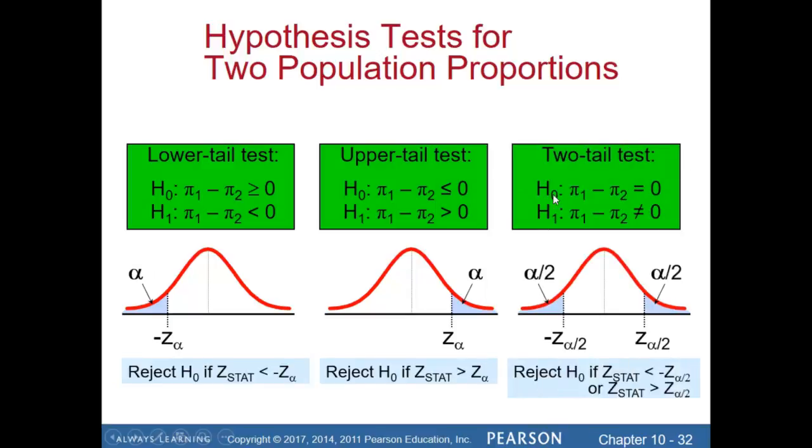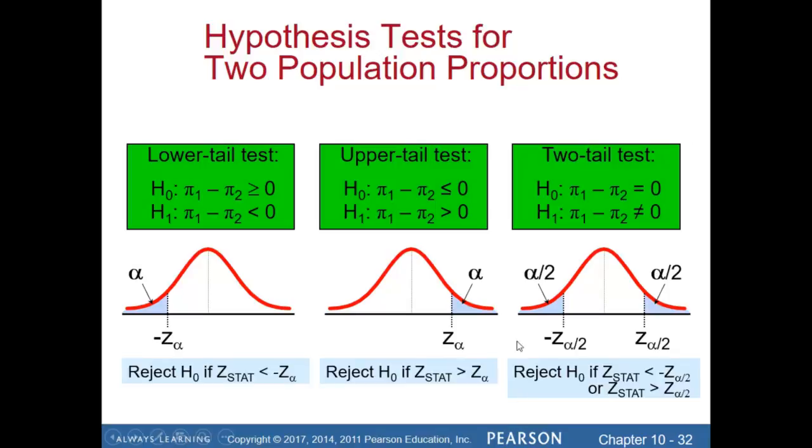Then for a two-tailed test, what we're hypothesizing here is that the difference between the two population proportions is 0, with an alternative being that it's not equal to 0. That causes us to split our alpha value into 2 and put half of that alpha value in each tail of the distribution. We get two different critical values of z, a positive and a negative value, and we are going to reject our null hypothesis if our test statistic is either less than the negative value or greater than the positive value.